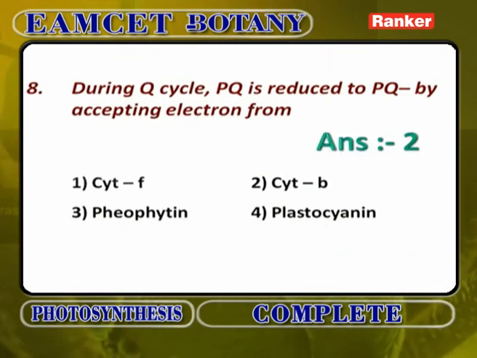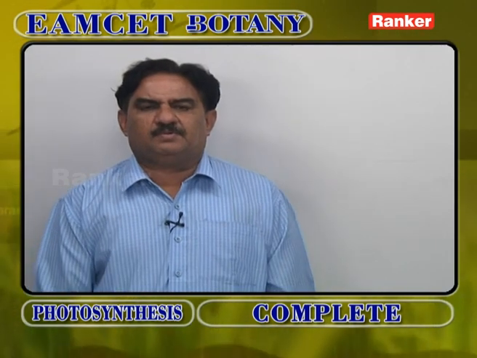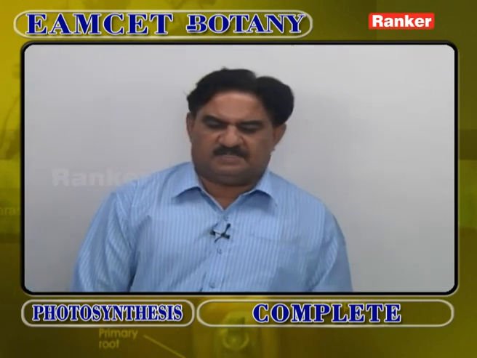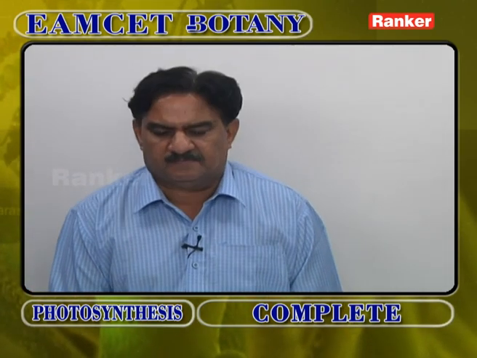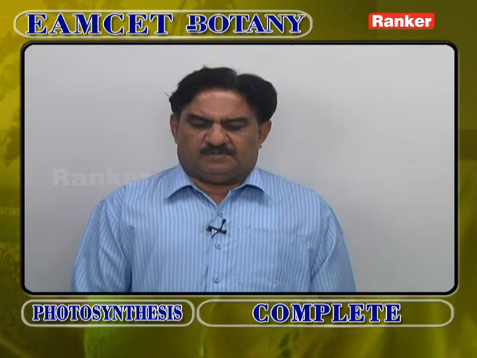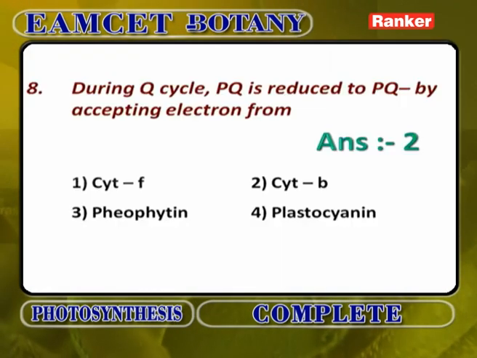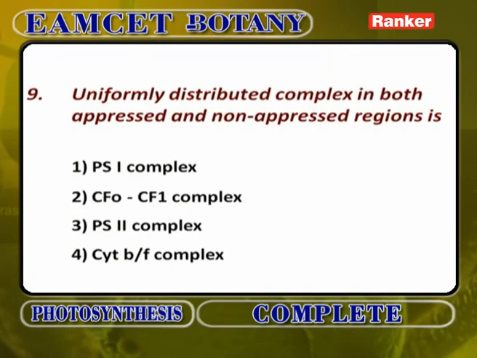During quinone cycle, PQ oxidized state is reduced by accepting electrons from cytochrome B. Second option. Cytochrome B provides electrons for this one.